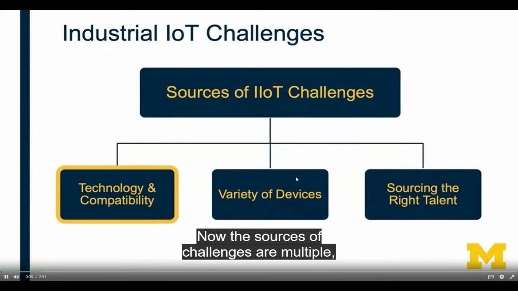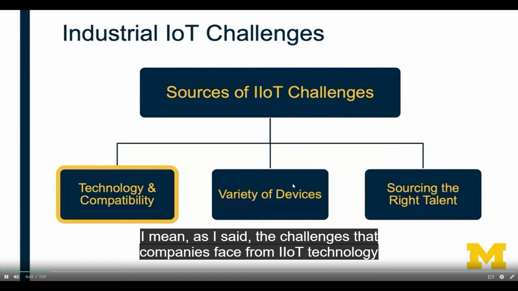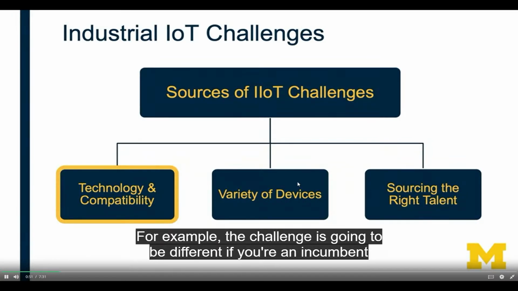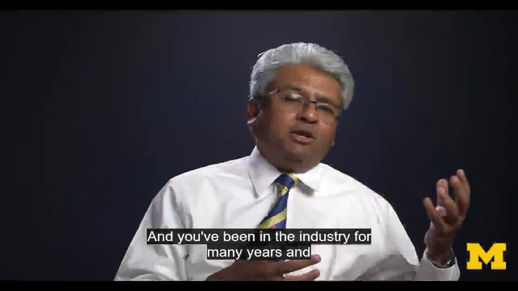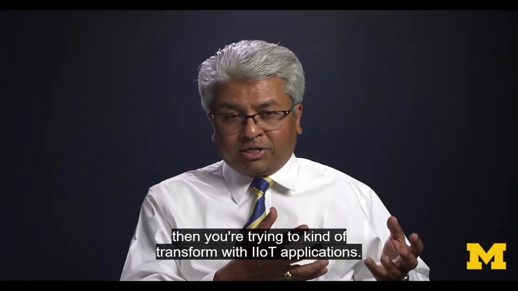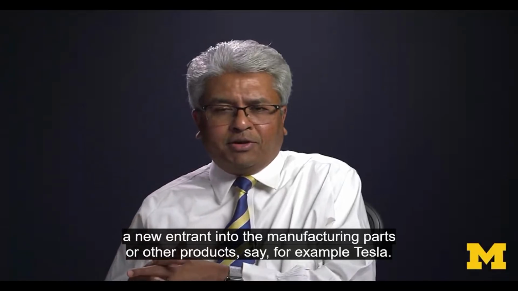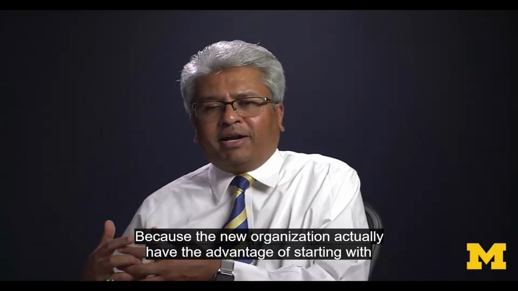Now, the sources of challenges are multiple. I just captured 3 of them here, and we'll start with the first, technology compatibility. As I said, the challenges that companies face in implementing IIoT technology applications depend upon who the manufacturer is. For example, the challenge is going to be different if you're an incumbent company in the manufacturing industry, let's say the auto industry, and you've been in the industry for many years, and you're trying to transform with IoT applications. The challenges you face are going to be different from those faced by a new entrant into manufacturing auto parts or auto products, say for example Tesla, because the new organization has the advantage of starting with a clean slate.